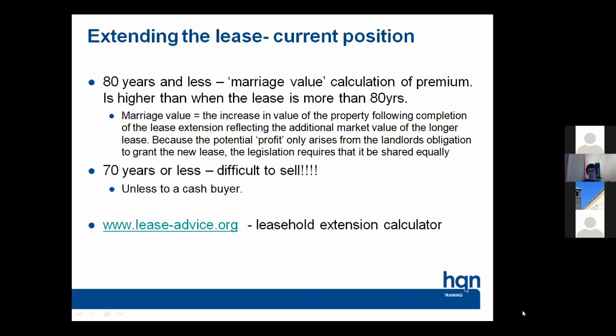When the lease term gets to 70 years or less, none of you have got a lease of this nature here, because you've all inherited either second generation or you've purchased, then at 70 years or less, as a leaseholder, it's very difficult to sell, because mortgagees, building societies and banks don't like to lend on a lease term of less than 70 years. So unless you're selling to a cash buyer, then you would be a bit stymied.